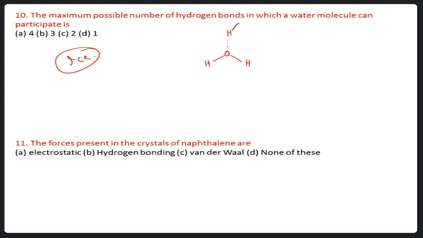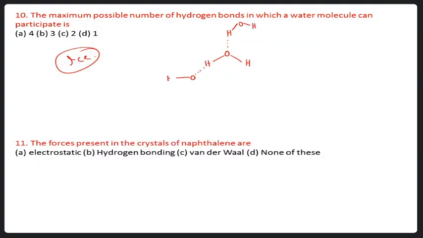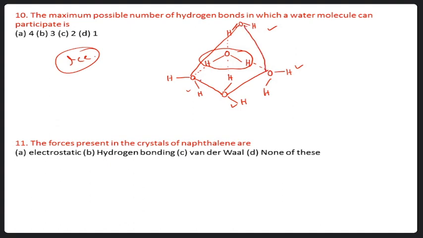There is H-O-H, and there is another oxygen, hydrogen. There is also hydrogen, oxygen, hydrogen. There is also oxygen, hydrogen and hydrogen. So if this is our central water molecule, how many water molecules are around it? 1, 2, 3, 4. Because we know that the geometry of ice is tetrahedral. So this is the tetrahedral geometry. So how many water molecules? 4.